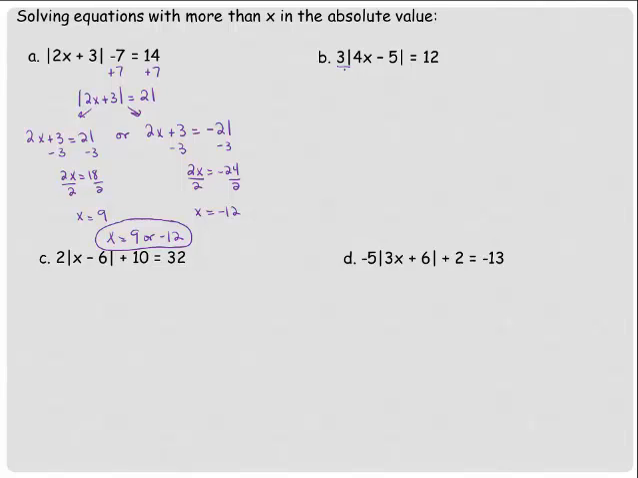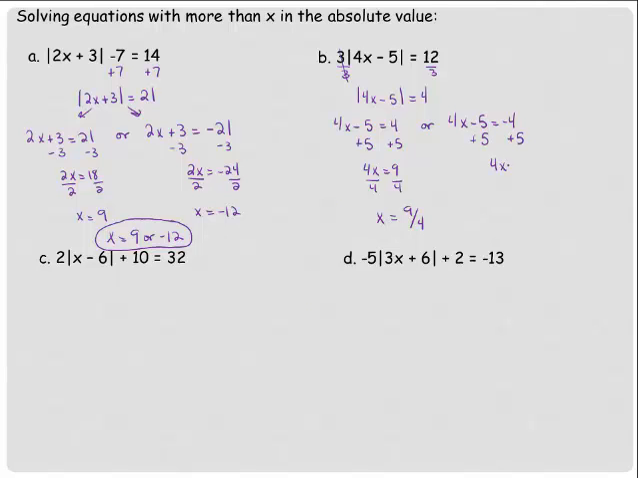Here I have multiplication, so I'm going to divide both sides by 3. Absolute value of 4x minus 5 is equal to 4. Split it. 4x minus 5 is equal to 4, or 4x minus 5 is equal to negative 4. Add 5 to both sides. 4x is equal to 9. Divide by 4. x is equal to 9/4. Perfectly acceptable to have a fraction for an answer.